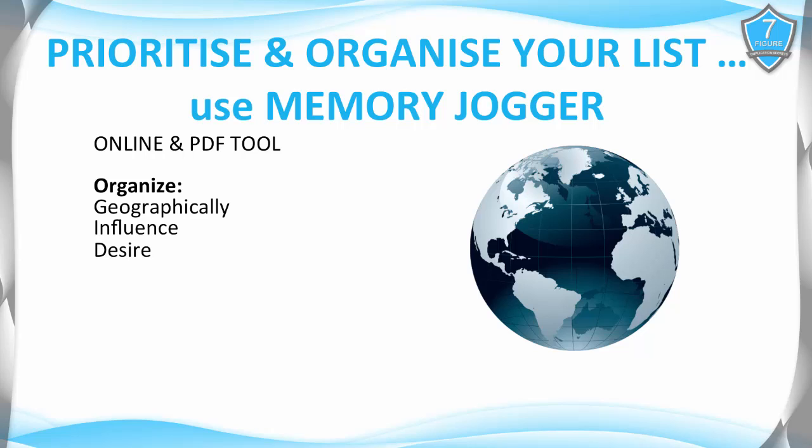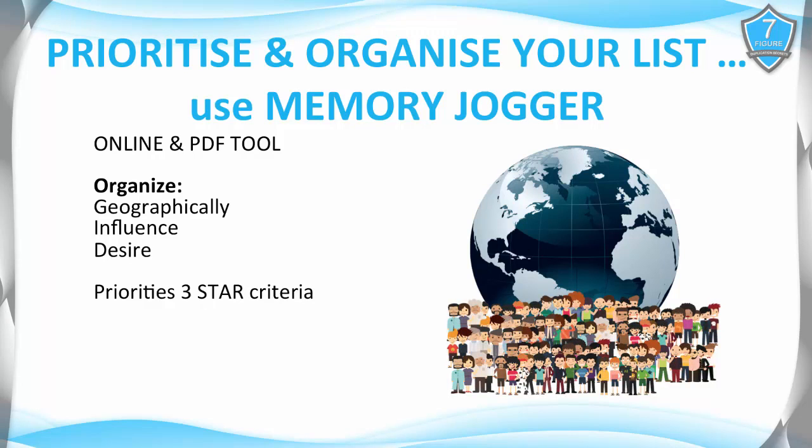Now, also, you should perhaps think about the desire these people have to change their life. So perhaps you know somebody that right now really needs to create a secondary income, really needs to change their life because there's something that's happened. Perhaps they lost their job or something happened. So these are the three categories of how you actually organize your list: geographically, influence, and desire.